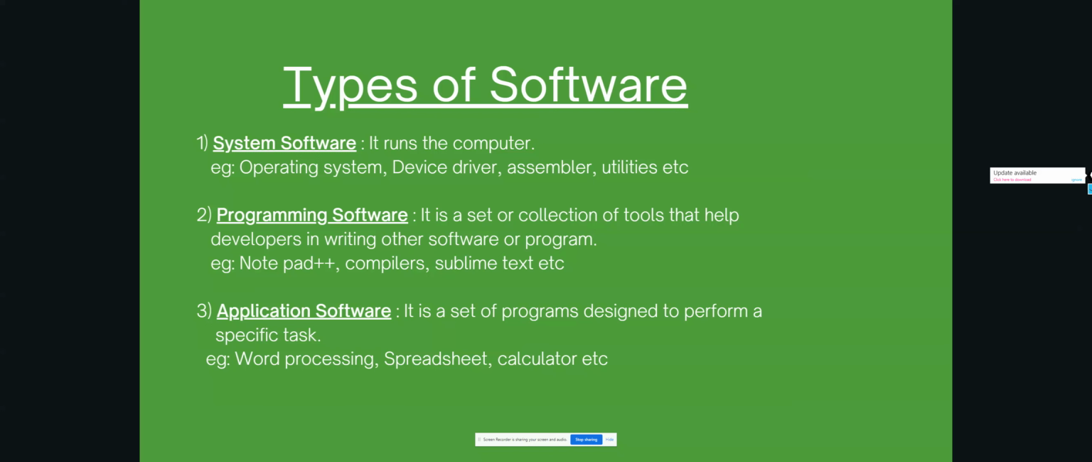So these are the types of software which are very important for a system. Okay guys, I hope you are clear with this topic. If you have any doubts, you can comment in the comment box. Today this is the topic I am covering, and tomorrow we'll continue with the next topic.